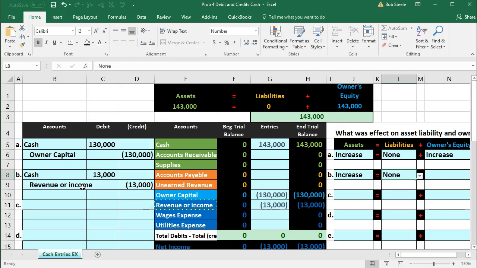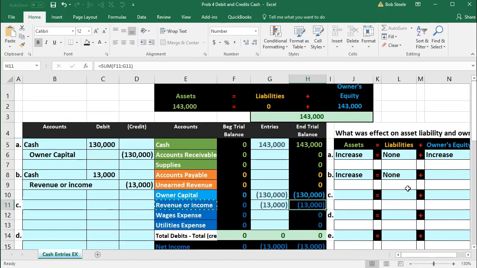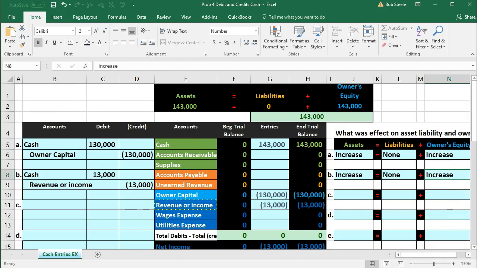And we know that the revenue went up. Revenue, remember, is part of equity. So if I take the total equity, which was this 130, it went up by this 13 in the credit direction. Also note that revenue, or the equity section, will always go up in relation to what happened to net income. Net income went up by 13,000. Equity, therefore, goes up also by 13,000. So I'm going to say that is going to be an increase, and there's the effect on the accounting equation.